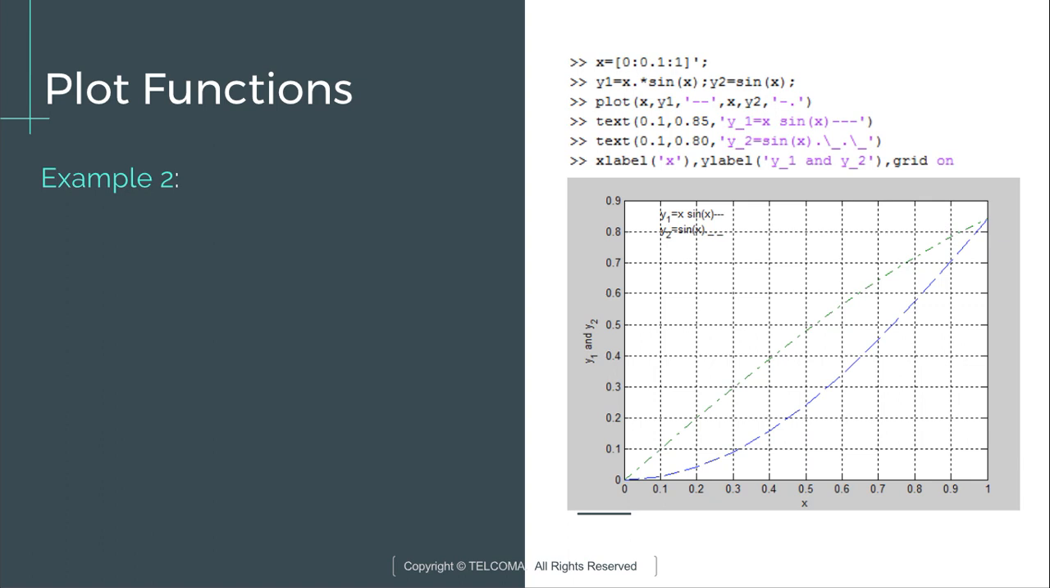This is the position of the legend box. So we are displaying y1 equals x sin x with a dashed line and y2 equals sin x with a dash-dot line. We can give a label to the x-axis as x and a label to the y-axis as y1 and y2. We can use grid on.